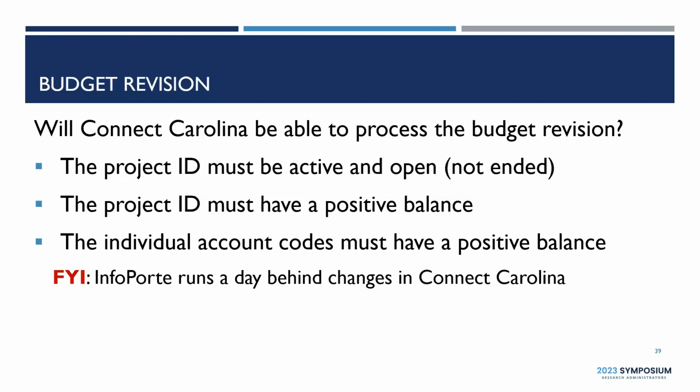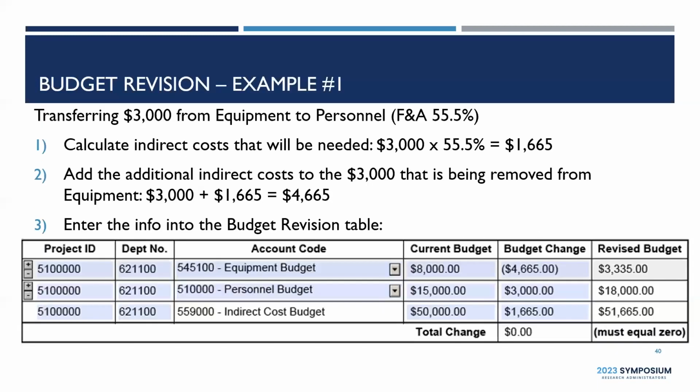Another thing to keep in mind with budget revisions is Connect Carolina. So one thing, the project ID has to be active and open. It can't be ended when you do your budget revision. The project ID must have a positive balance, and then the actual individual account codes, this can get tricky, they have to have a positive balance as well. This is tricky because InfoPort runs a day behind Connect Carolina, so sometimes you'll submit a budget revision, and then it will take a day for those changes to show up. And so we might be waiting a day to figure out if there's a positive balance in that account code.